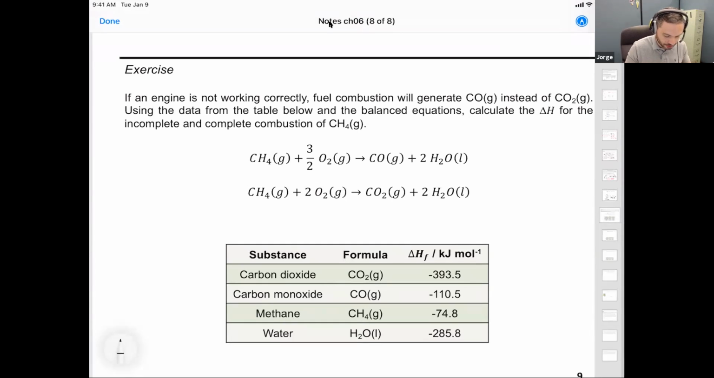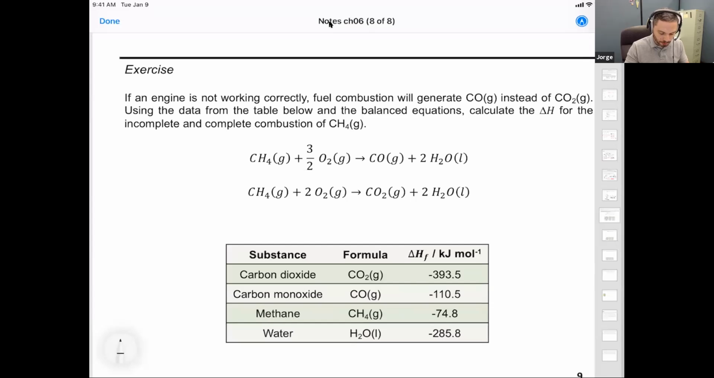When we have incomplete combustion, we don't have enough oxygen to burn the fuel, and the products formed are going to be carbon monoxide and water. And the second reaction shows the complete combustion. When we have excess oxygen, all the fuel is burned and converted to carbon dioxide and water. We are going to use the delta H of formation for each compound involved in the reaction to determine the delta H for both reactions.